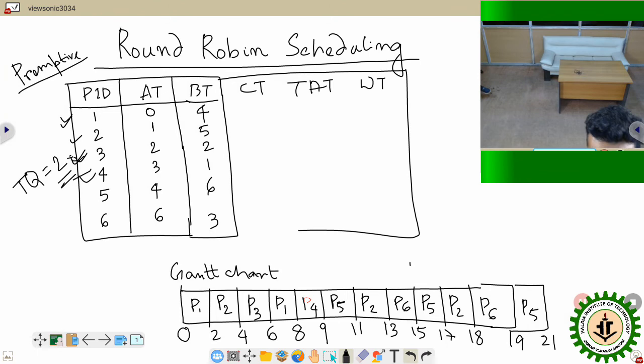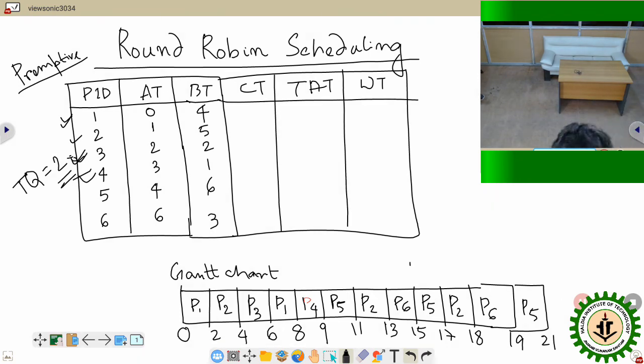Okay, so completion time of the P1, start from the very right to the left. Start from the P1. So here it is 8, so here you just write 8. P2 is 18. P3 here it is 6. P4 here it is 9, and P6 is 19.